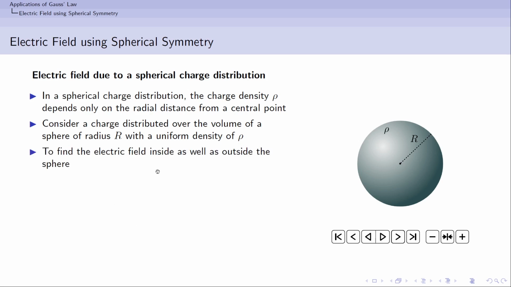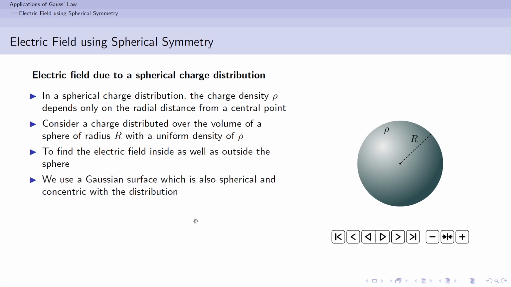So we want to find out the electric fields inside the sphere as well as outside. Now remember, the charge is distributed over the entire volume. So we have charge inside this sphere also, and we have charge on the surface also. So we need to find out the electric field inside this volume as well as outside this volume.